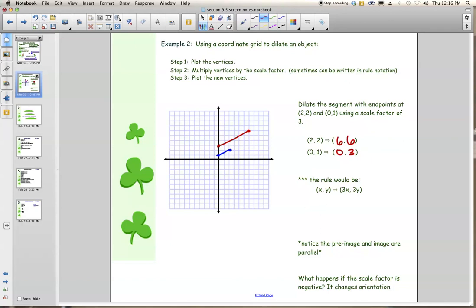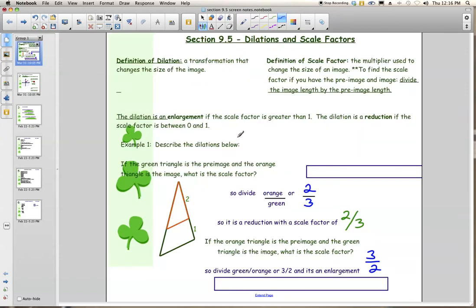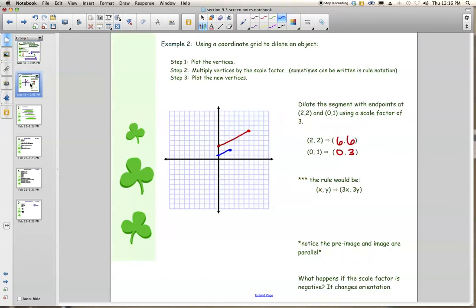Those are the types of problems that you're going to see today. Ones in which you're going to use the scale factor and multiply it to get the image, and those in which they give you the pre-image and the image and you have to find the scale factor. If I would have given you the image and asked you to go backwards to find the pre-image, you would have had to divide by 3 instead of times by 3. So keep that in mind. There may be some of those problems.